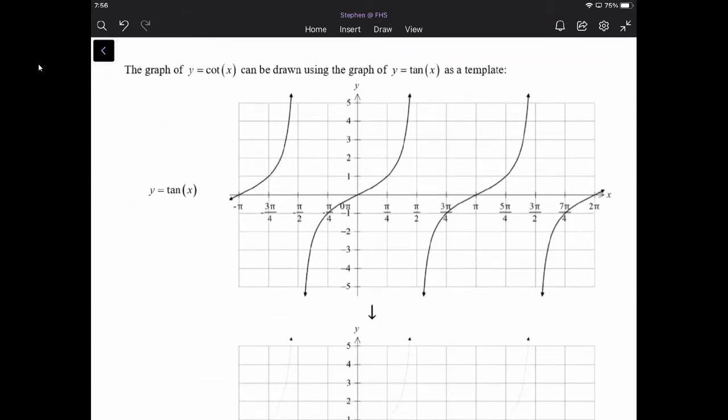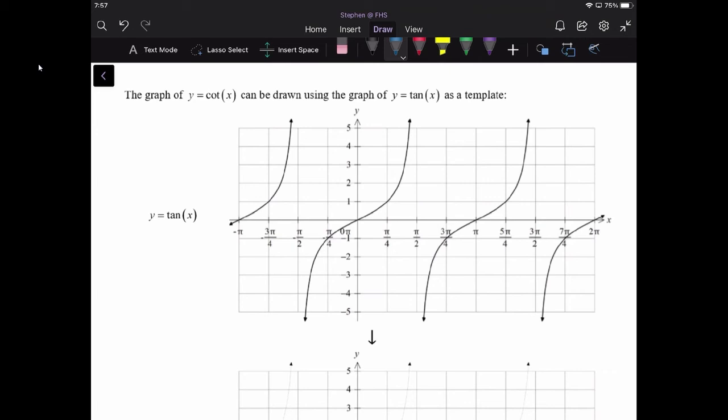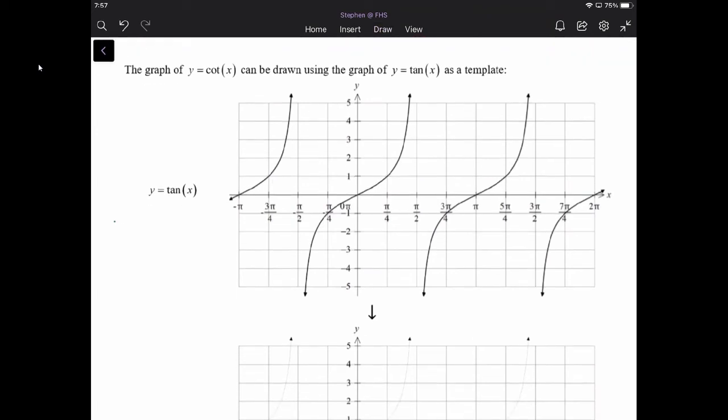Right, finally moving on to the cot graph. So over here I've got the graph of y equals tan x, again between negative pi and 2 pi. Now notice that the graph of tan actually has a period of pi, unlike the periods of sine and cos, which are 2 pi each. So here we've got just a period of pi because one full cycle, it almost looks like this cubic sort of graph. It exists only over an x spacing of pi.